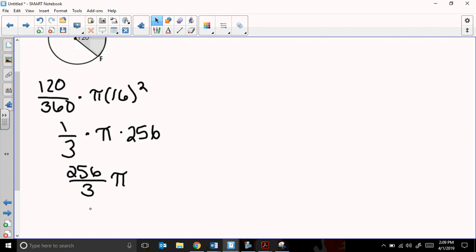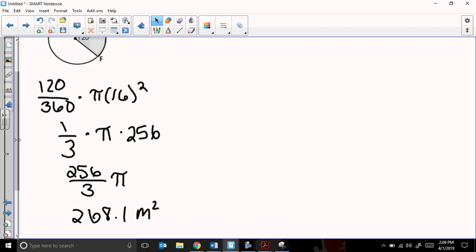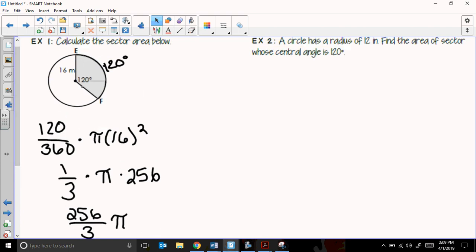Or I can just go ahead and multiply that, and I get 268.1 meters squared. Remember, area is always a unit squared. So this would be the area just of this shaded section here in the picture.